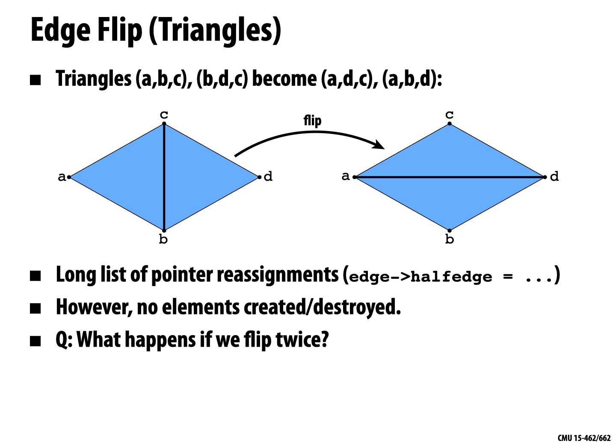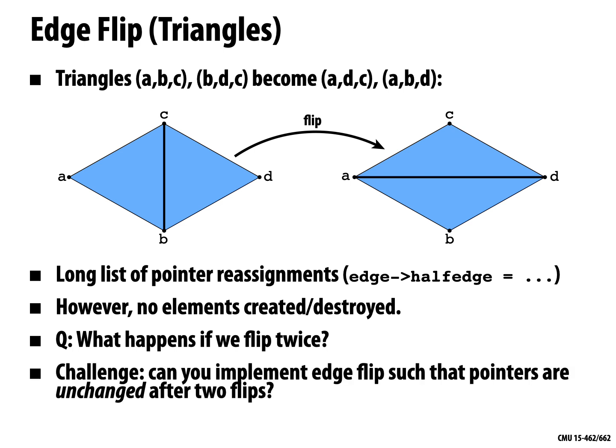Okay, hopefully it's not too hard to see that we just get back to where we were before. Challenge, just kind of keeping your code tidy. Can you implement an edge flip operation such that not only are the two drawings of the connectivity the same, but that actually the pointers are unchanged after two flips? This is something important to be aware of.